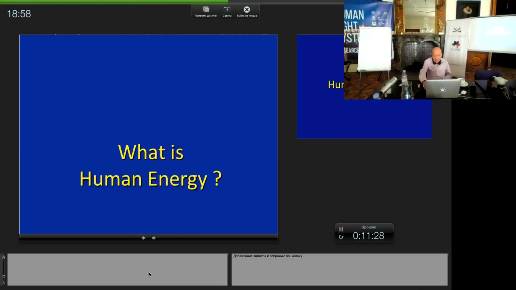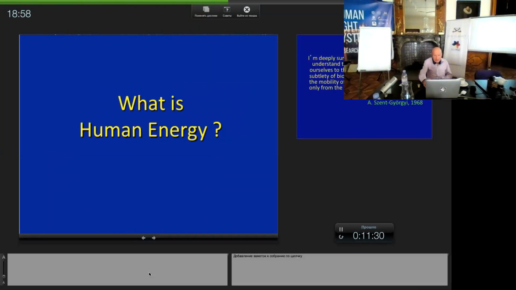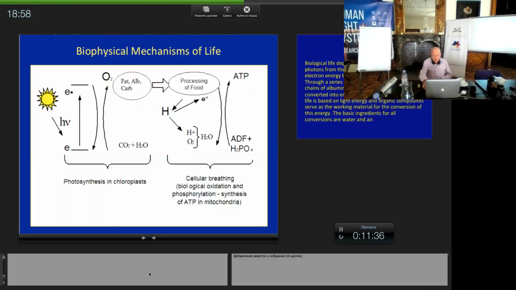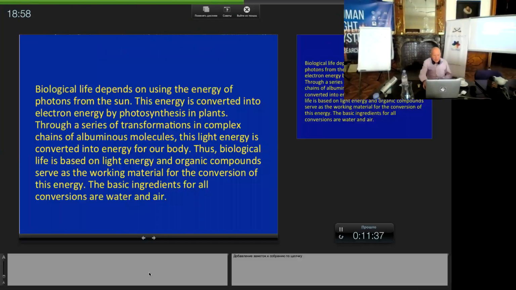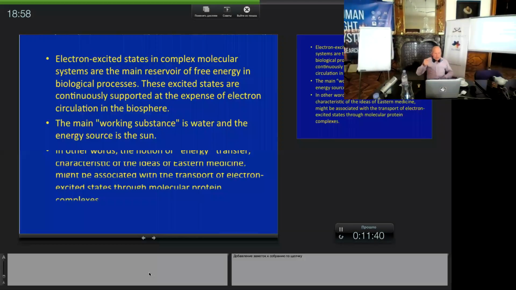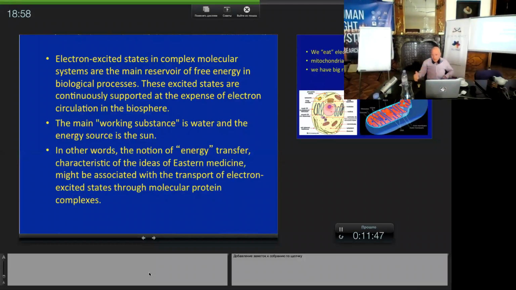So what is human energy? We discussed that human energy is based on the so-named Krebs cycle, so I don't want to give it again. But what's important is that this notion makes us a bridge between modern physics and Oriental science. The notion of movement of energy along the body is totally interrelated with the notion of electron transfer. It's all interrelated topics.